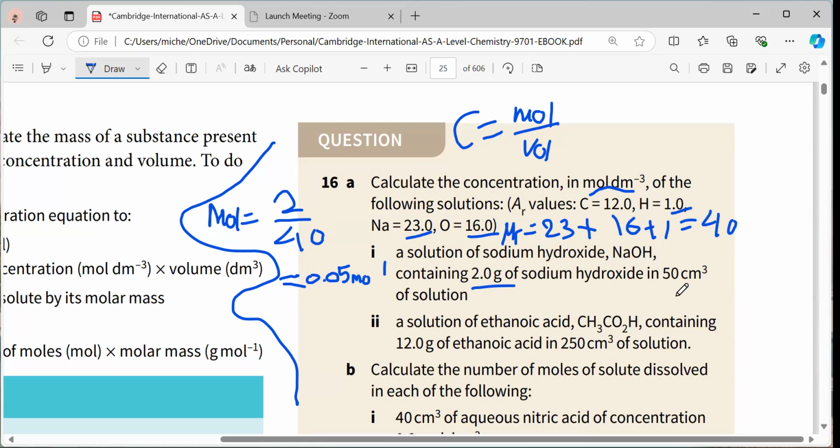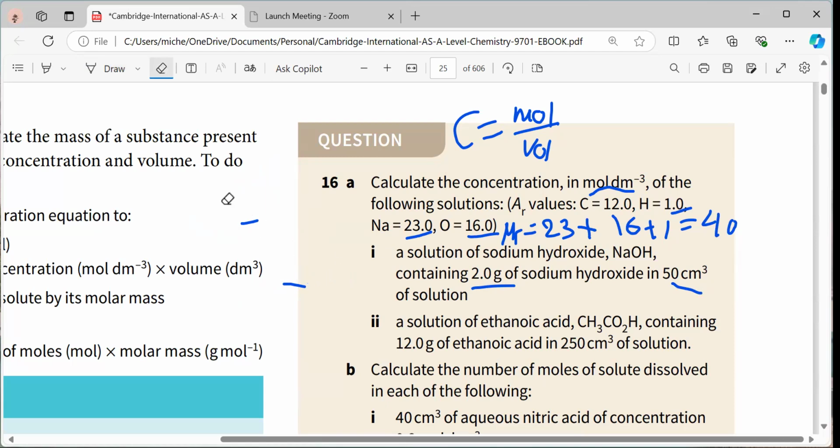Okay, so now we have found the mole already. We already talked about the volume, so I'm going to erase the top part right here. Okay, just erase everything. Let's just say we found the mole already. The mole is 0.05. So we're going to find the volume here.